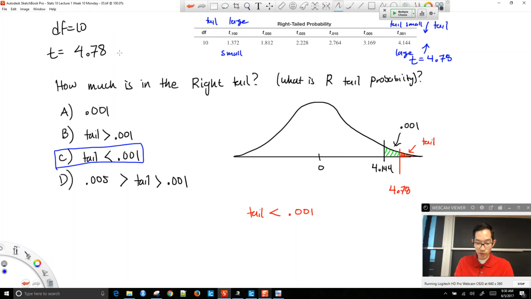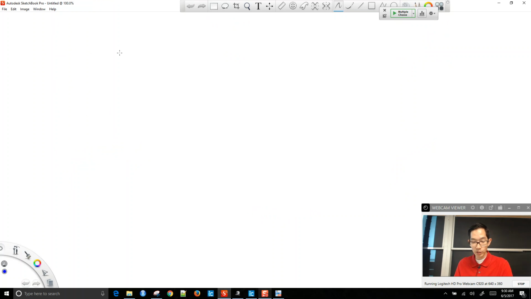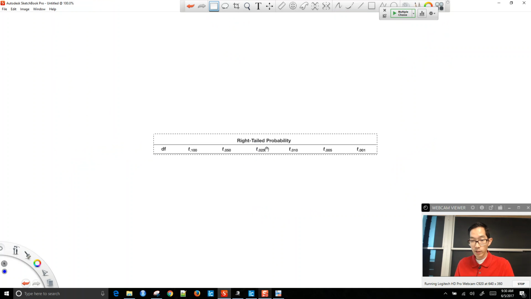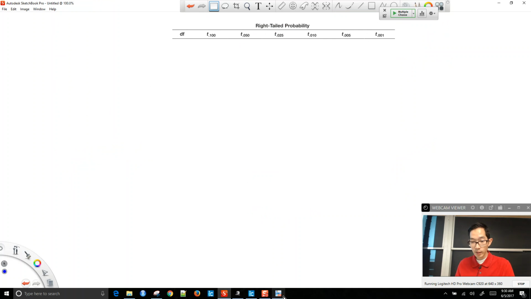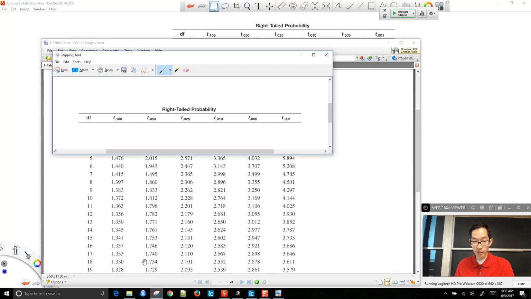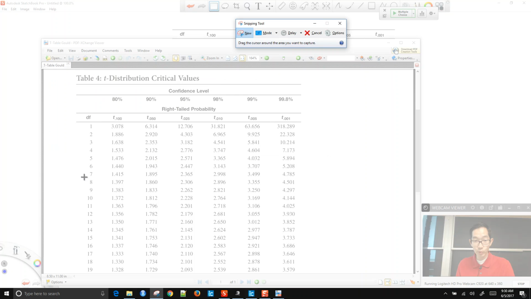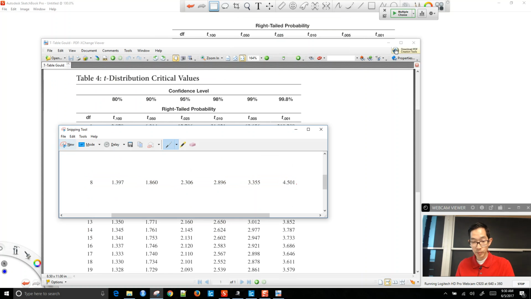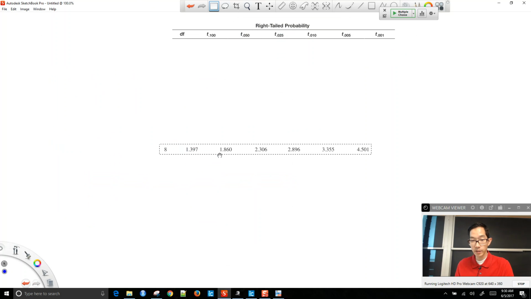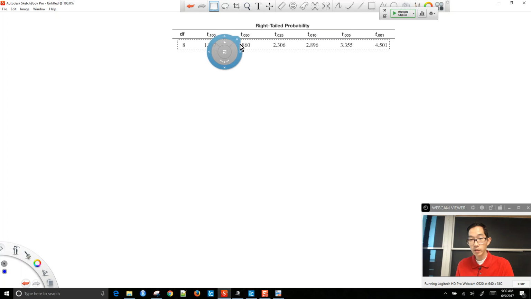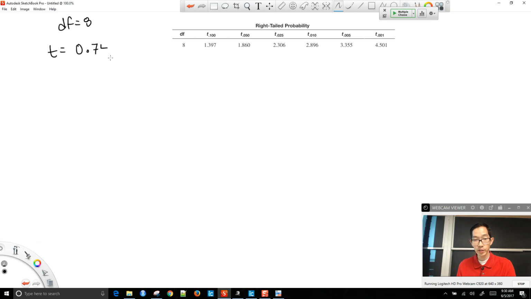Let me just do a couple additional explanations. Likewise, let's say we have 8 degrees of freedom, and we have a small test statistic. So degrees of freedom is equal to 8, and let's say t is equal to 0.74. Then our tail area, whatever it is, must be bigger than 0.100.